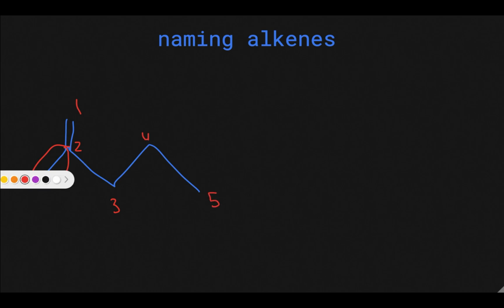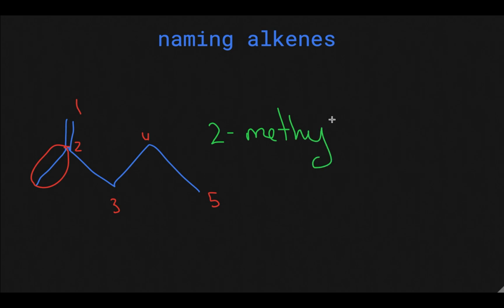And now let's put our name together. Okay, so our methyl group is at the number 2. So 2-methyl-1-pentene.